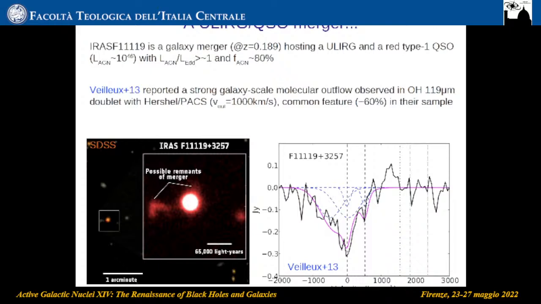And it was shown in 2013 to have a pretty strong molecular outflow in OH, seen with Herschel PACS, with velocities up to 1,000 kilometers per second. But this is, again, a remarkable source, but it's quite a common feature. Actually, 60% of the sources in the sample of that paper showed similar outflows.